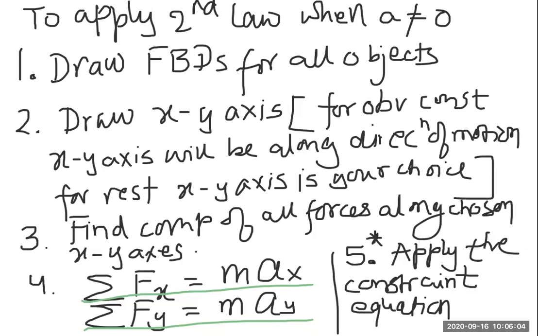The previous 3 steps, step number 3, step number 2 and step number 1, are absolutely the same as the steps that we had discussed previously. Right? So whatever objects have been given to you, you draw the FBDs, then you choose the XY axis, then you find the components of all the forces which you have drawn, right? And remember that forces can act on an object due to 5 objects in the surrounding. Never forget that. Once you have drawn the FBD, then everything else is simply maths.